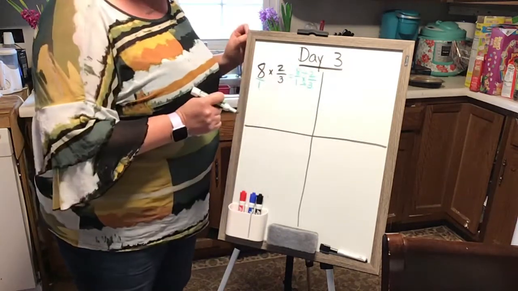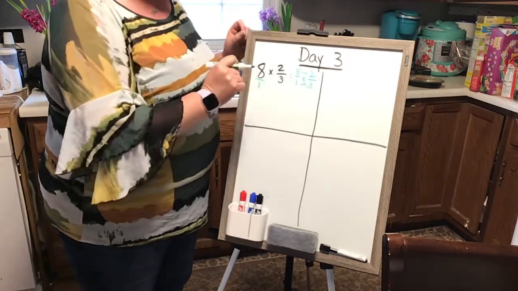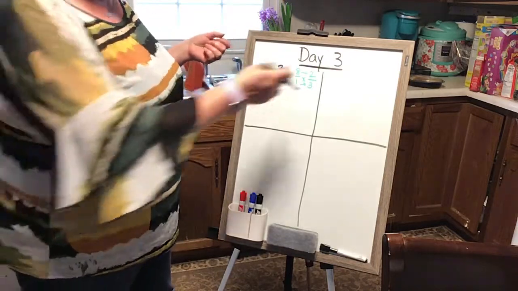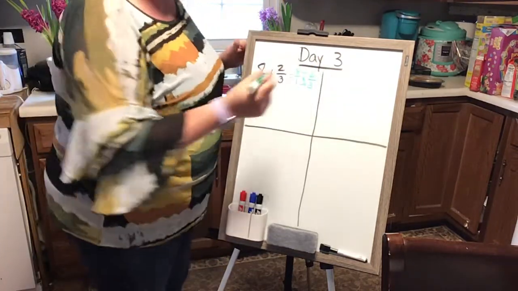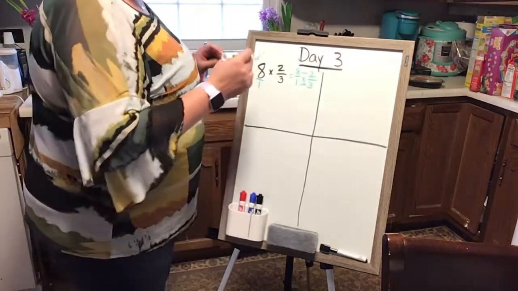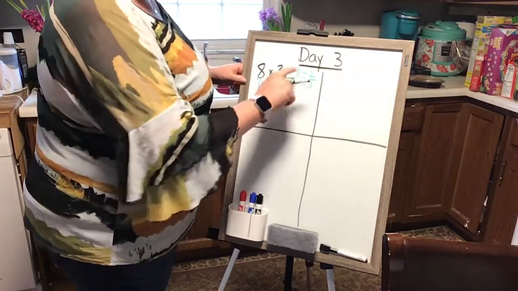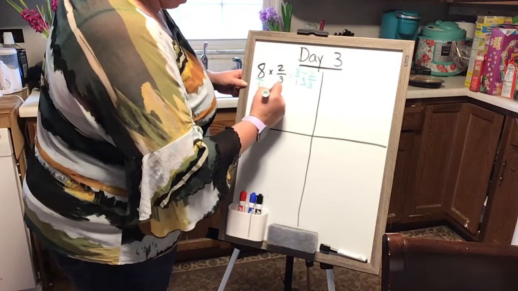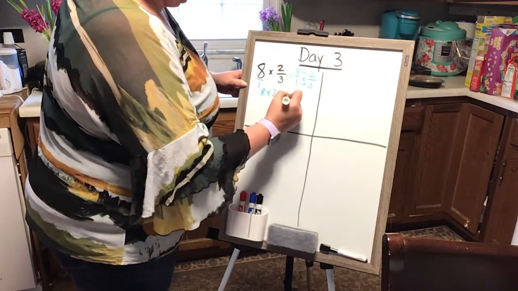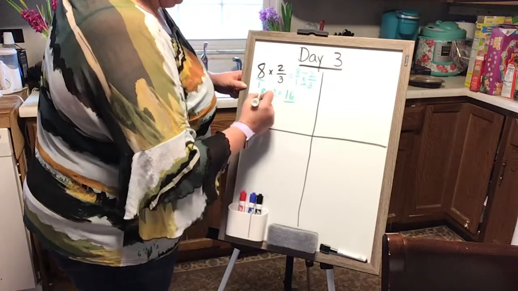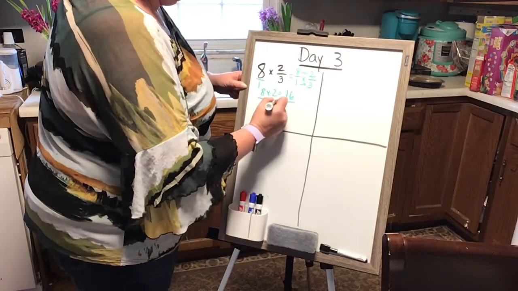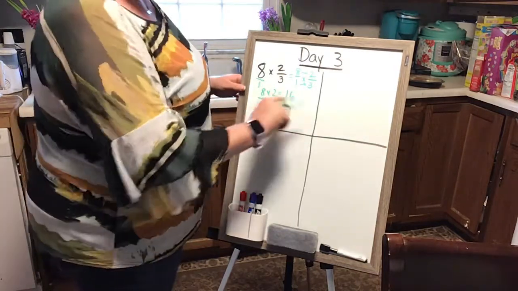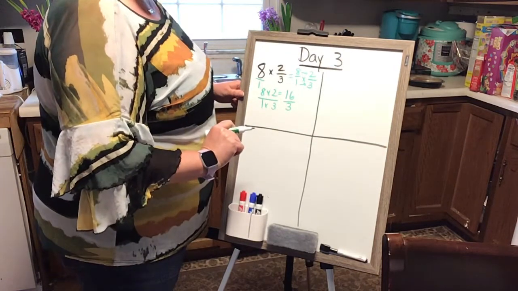I have 2 and 1, and I have 8 and 3. And I can't divide 8 and 3 by any other number but 1. And I can't divide 2 and 1 by any other number but 1. So we're already as low as we can get there. So we're just going to go ahead and do it. 8 times 2 is 16. And of course, 1 times 3 is 3. So we have 16/3. Okay?